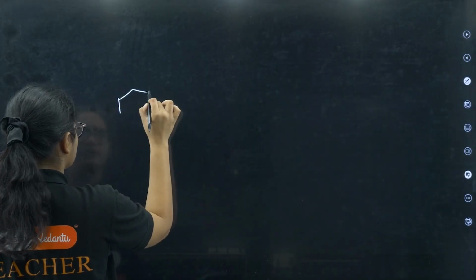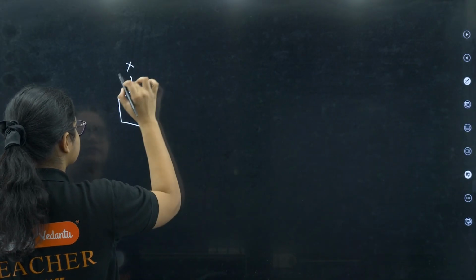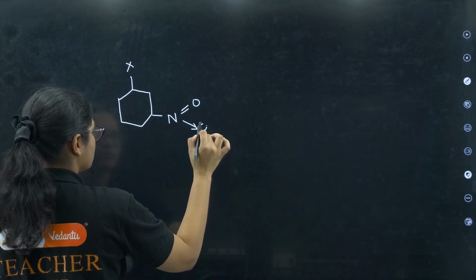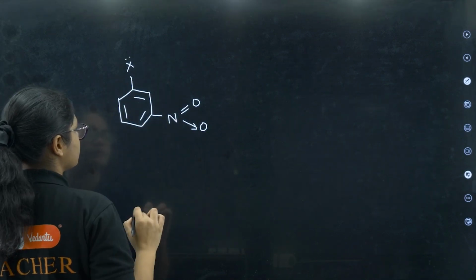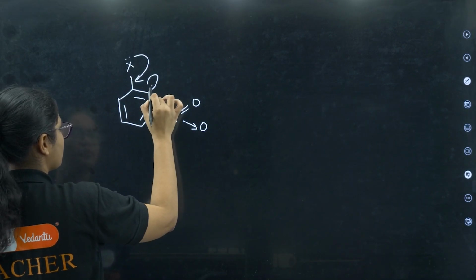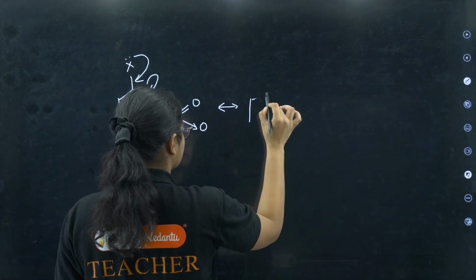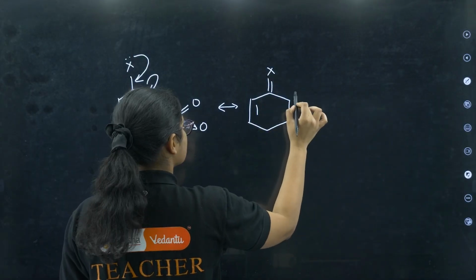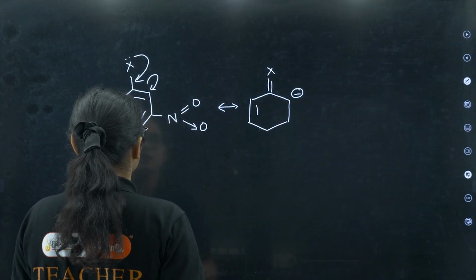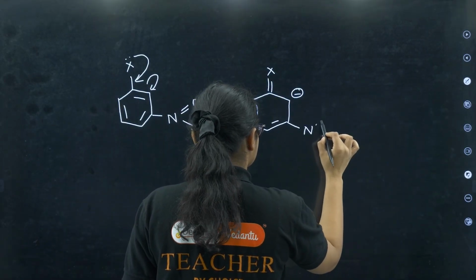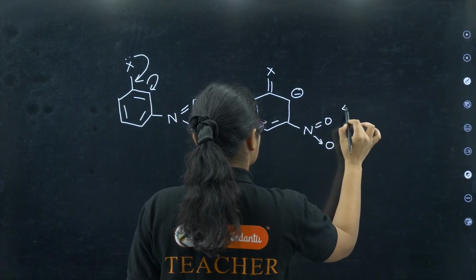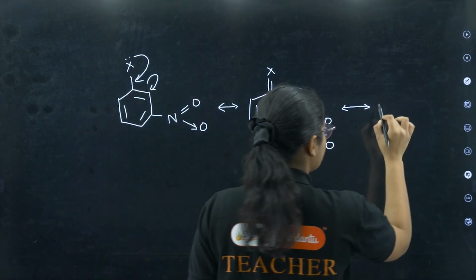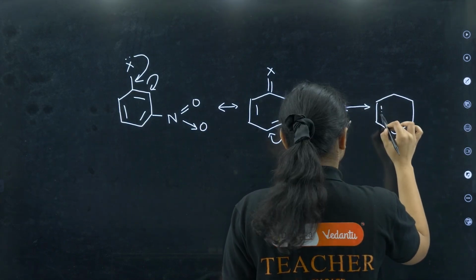So now you have this X group and this N double bond O, O. This bond will shift here, and then we have this one, and here we have this one. Now I have the rest of the structures like this. Then after this one comes, we get a structure like this here. So I will draw it like this.